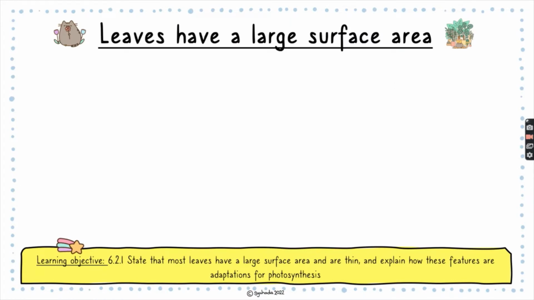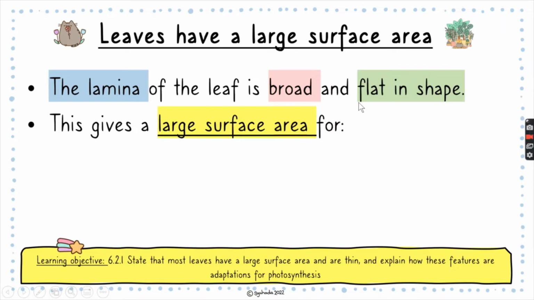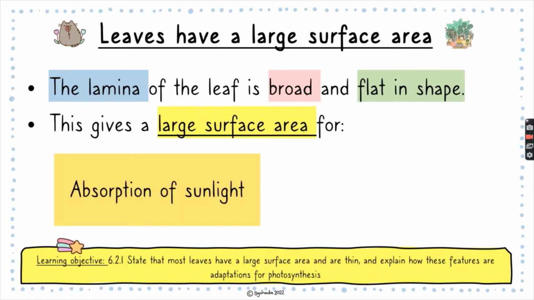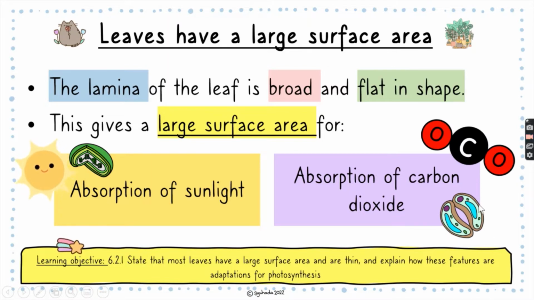But how does that really help them in photosynthesis? Having a large surface area, the lamina of the leaf is broad and flat in shape, and this helps the leaf absorb a lot of sunlight. When the leaf is broad, sunlight can reach a lot of the area of the leaf. Another thing is that when the lamina is large, we can have a lot of guard cells at the bottom of the leaf. And if they cover a large surface at the bottom of the leaf, they can absorb more carbon dioxide.